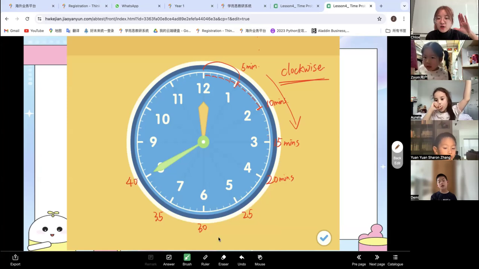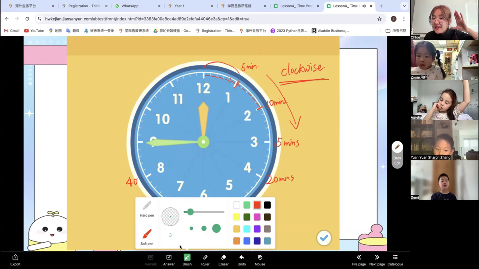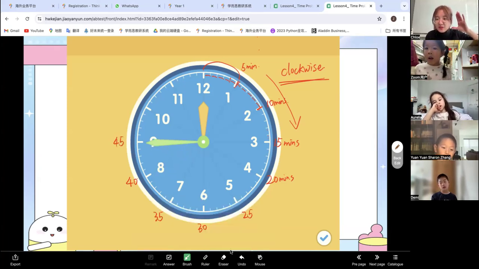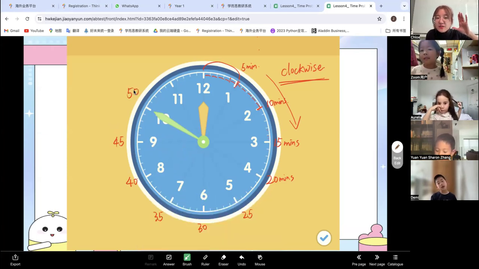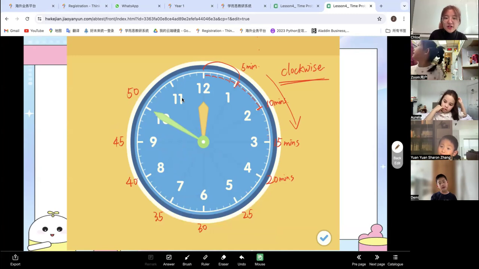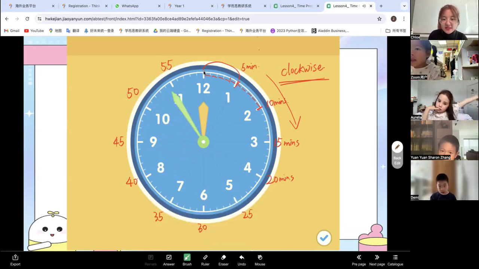40. Great. Okay. When it continues to travel to 9, how many minutes? Tell me. Just tell me, Aurelia. 45 minutes. Great. And if it continues to travel to 10, how many minutes? 45 and then 50. Very well done. And then we will have 55 and then 60 here.